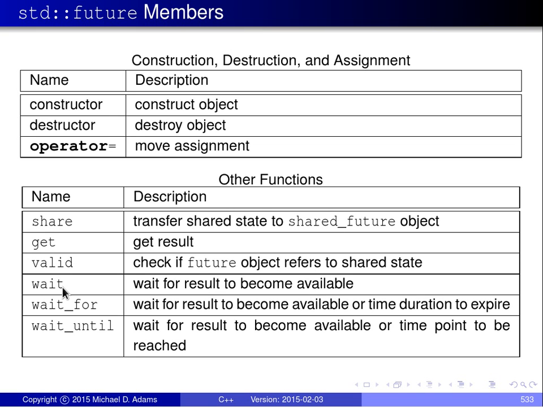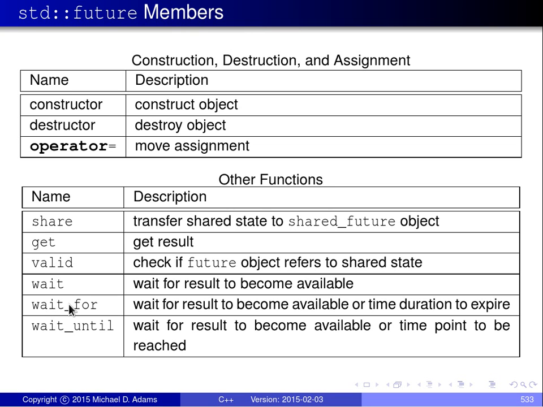The wait member function waits for a result to become available through the future. So in other words, it waits until the corresponding promise is written into with either an exception or a value to be read out. But the wait member function doesn't actually retrieve the value that was stored into the future. For this you would have to call the get function.